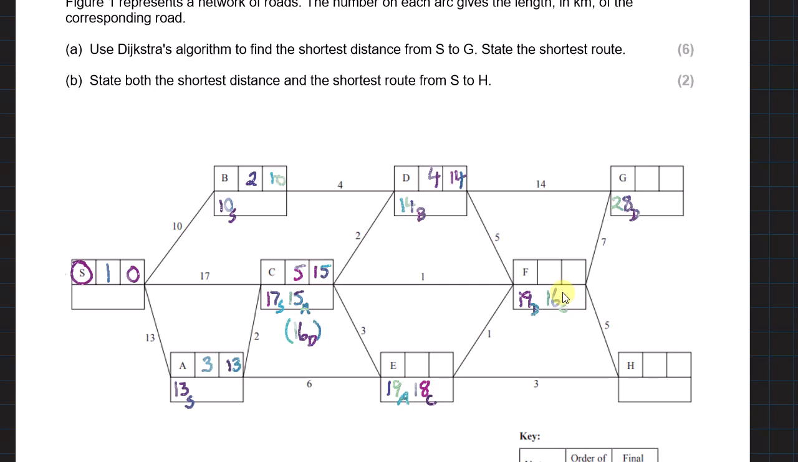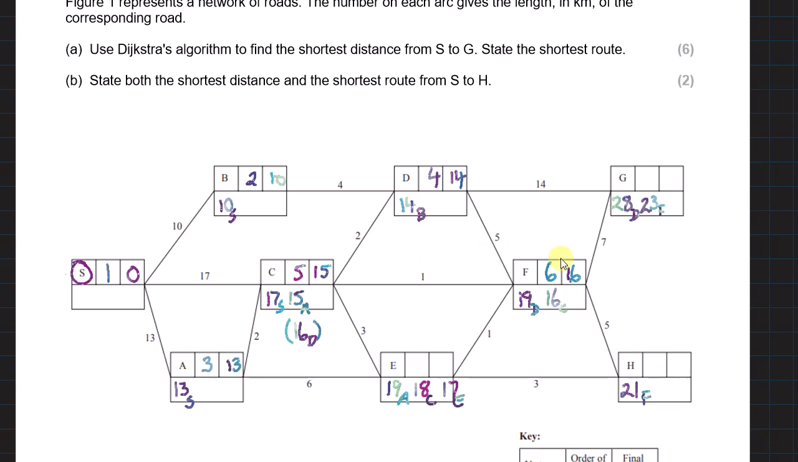Next cheapest node is F. F is number 6, costing 16. 16 plus 7 goes 23 to the top G. Now, I'll just update the other bits coming back round. F goes to E for 17, and H is 21 coming from F. Look at our cheapest nodes.